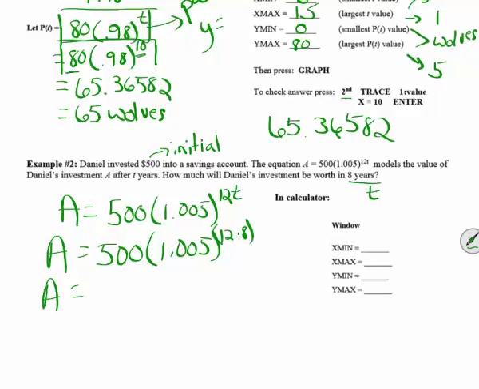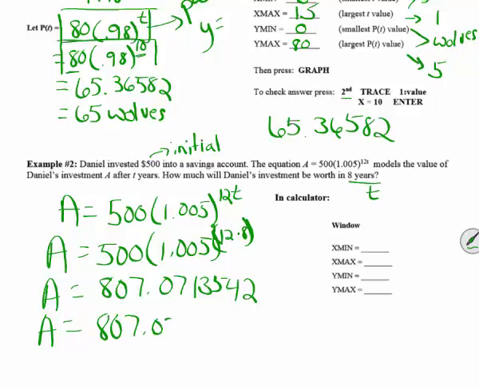This would also, I would put that in parentheses as well, because otherwise your calculator is going to do 1.005 to the 12th and then multiply that answer by 8. So you want to make sure that this has to go inside parentheses. When you do that, if you do it correctly, you get 807.07135542. We're talking about money, so again, this is implied rounding because money is always taken to the nearest penny.